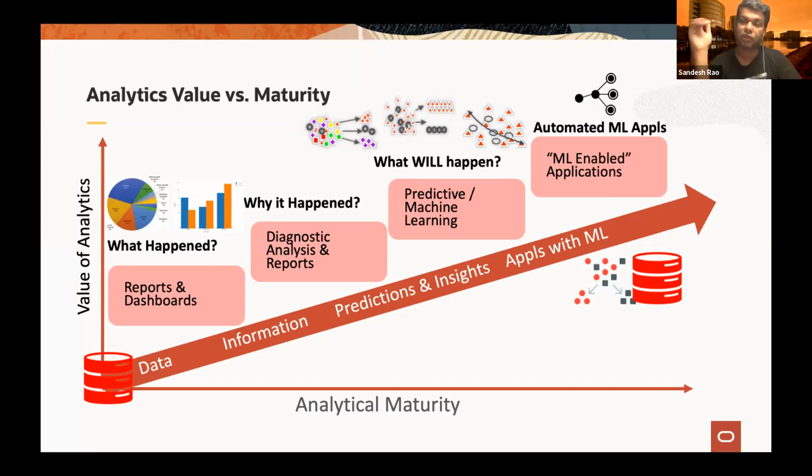And then we went to machine learning applications. Machine learning applications expands the scope of what will happen. What will happen if this happens? And if this happens, will that also happen? And who will I have to inform? Who will actually be impacted by this?